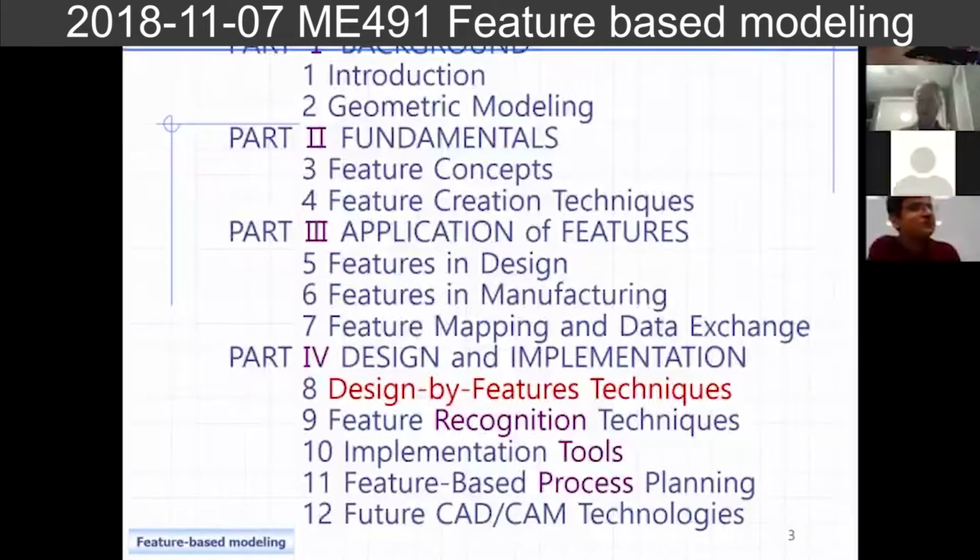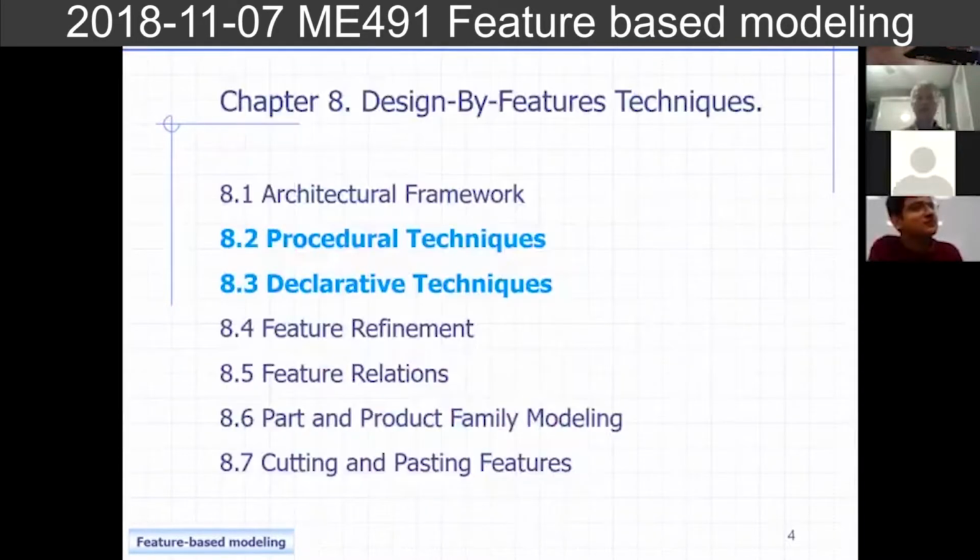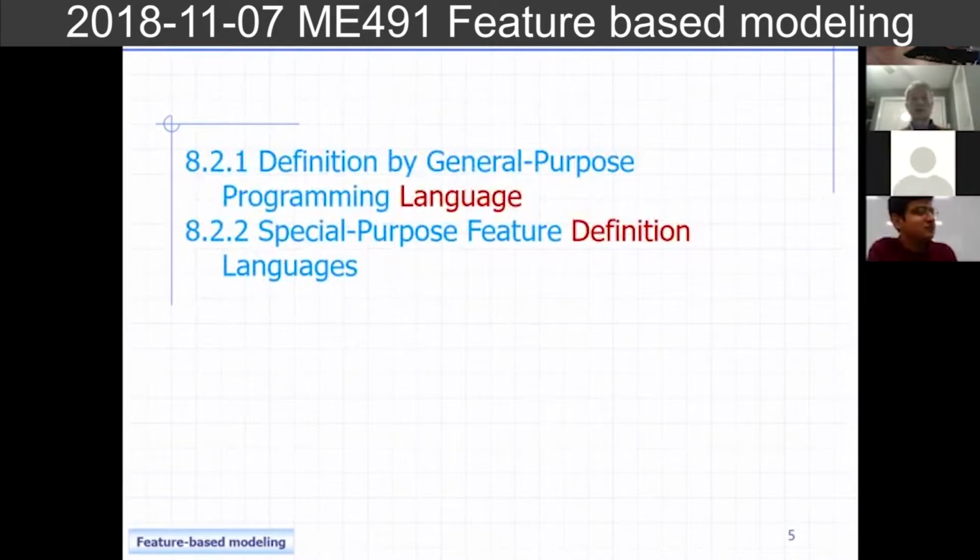Right, let's go ahead. So I will cover the procedural technique and the declarative technique, which were already covered by Tyler at the beginning, the concept. So general purpose programming language, and then the procedural method is defined by general purpose programming languages. And there can be another, special purpose feature definition languages.